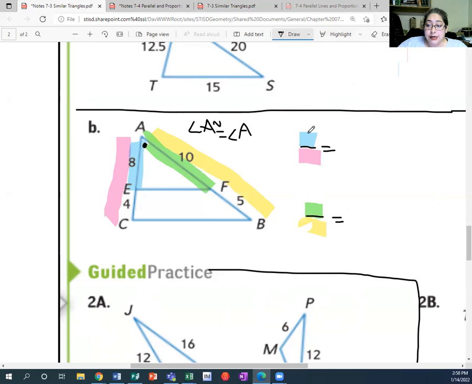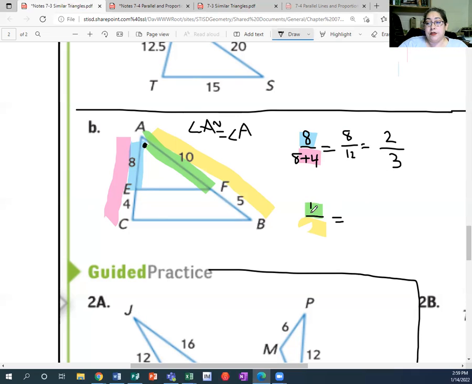Okay, A to E is 8. A to C is this much, 8 plus 4 more, or 12. Okay, let's get that to simplest form. 8 and 12 are both divisible by 4. 8 divided by 4 is 2. 12 divided by 4 is 3.